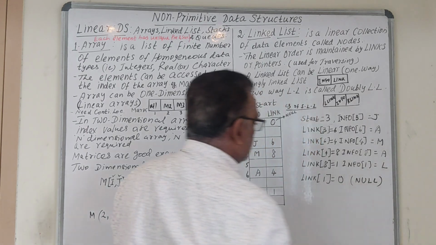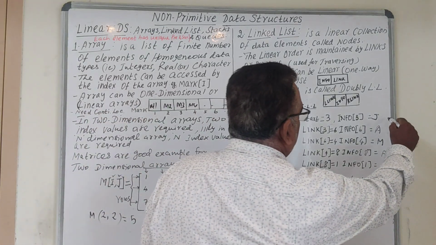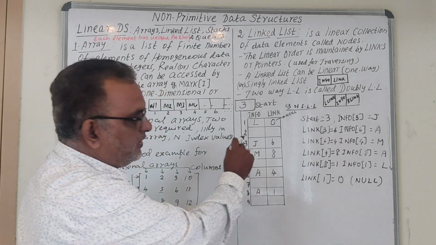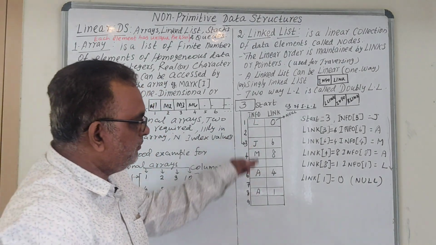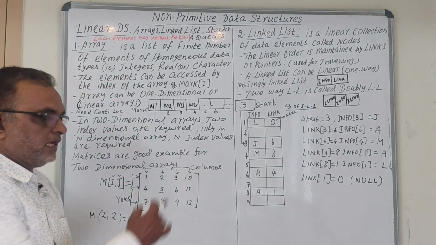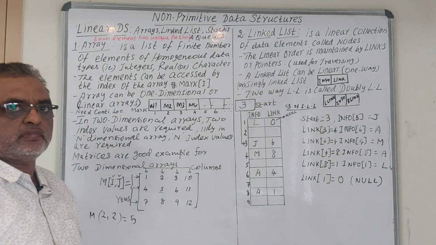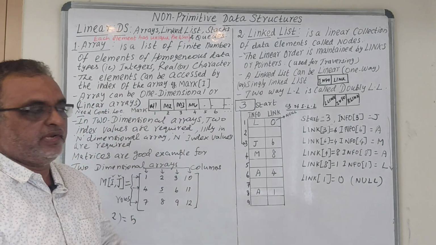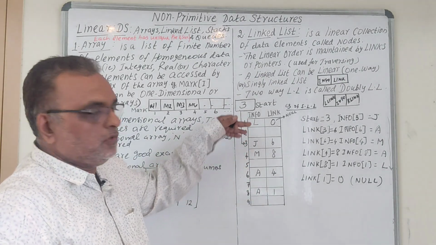So here the list gets terminated, and you can see that the word Jamal is stored in different locations, not in a continuous block of memory. That is the major difference between arrays and linked lists. In an array you need a continuous block of memory, whereas here we can store in different locations.